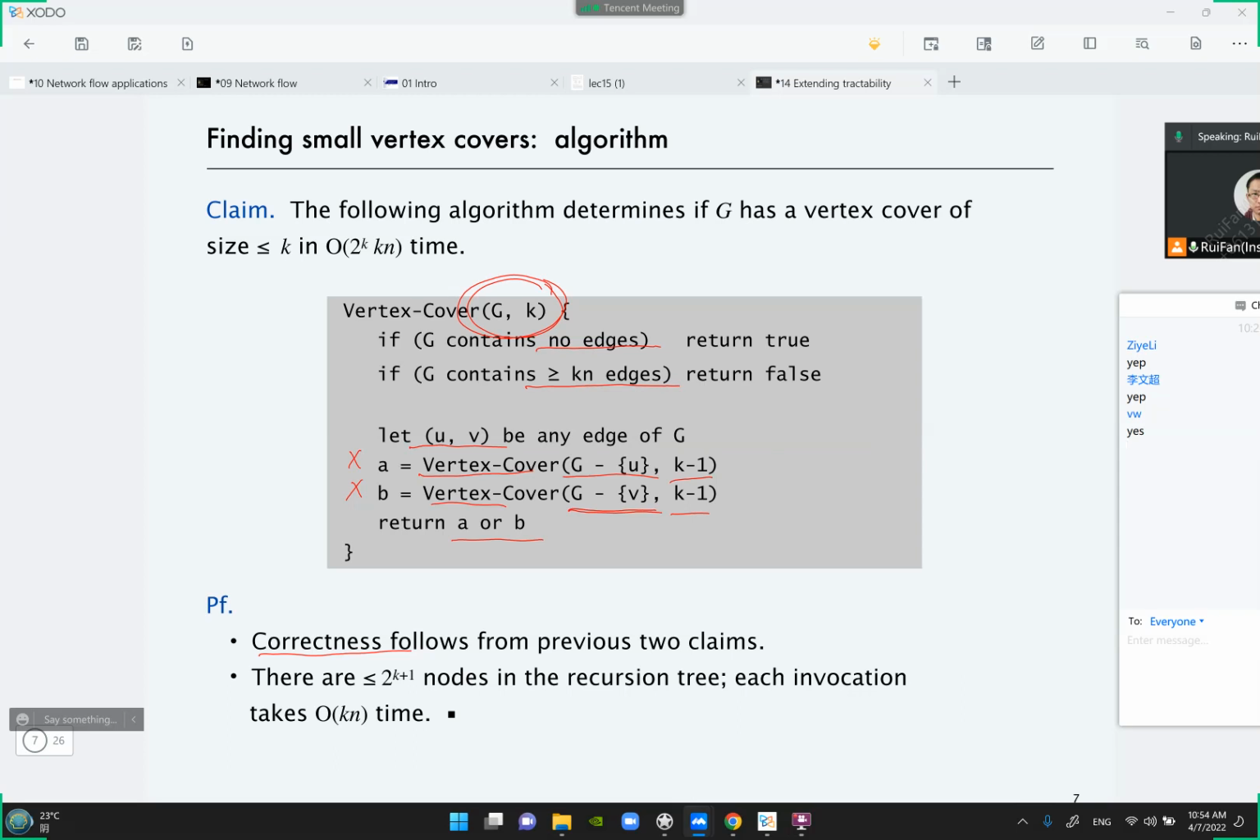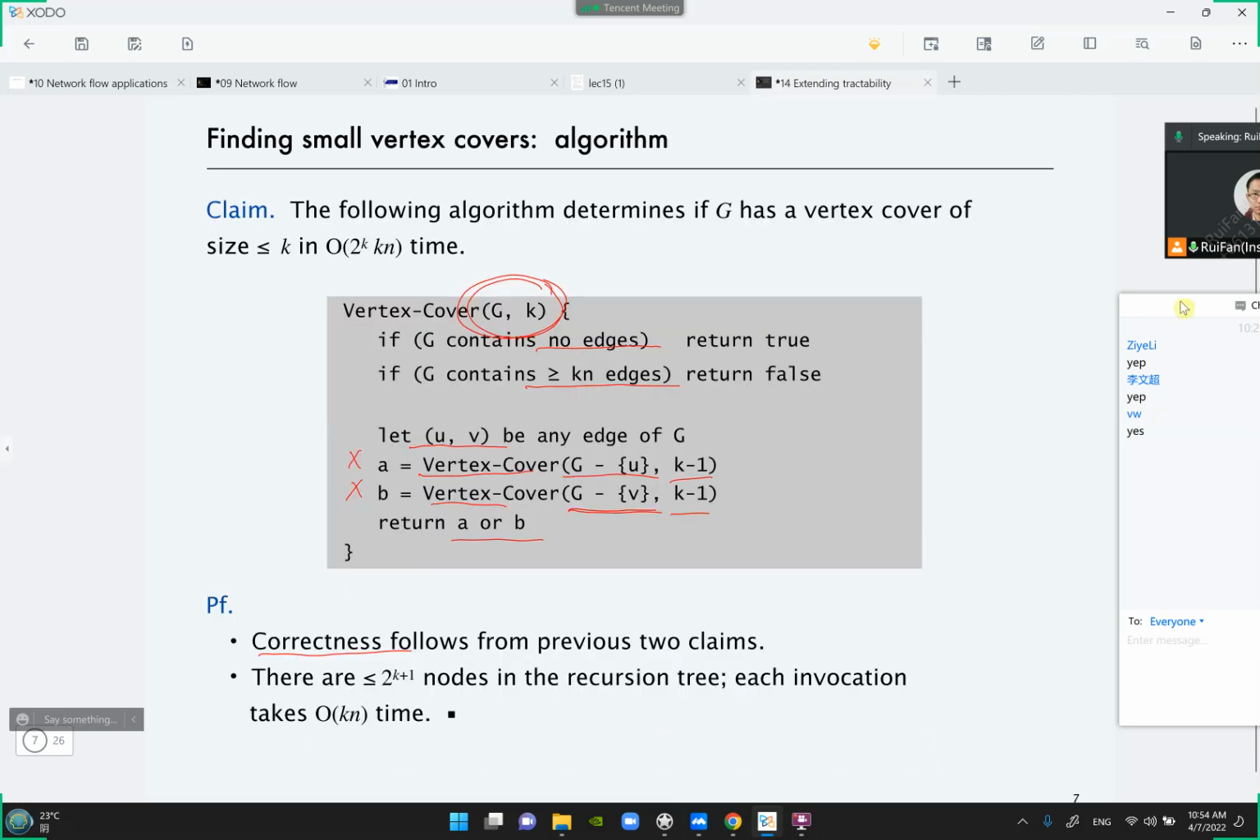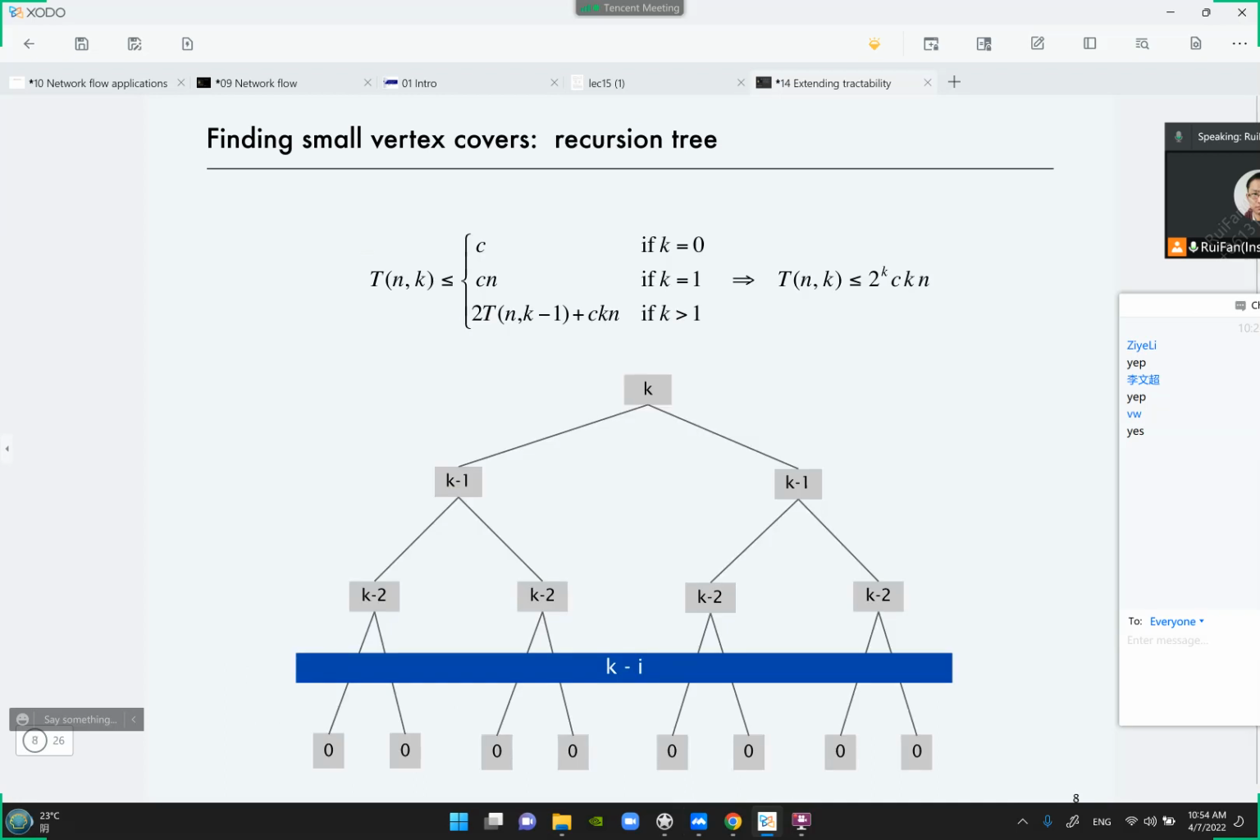Okay, so now let's look at the running time for this algorithm. Basically, we have these two recursive calls over here for A and B. If you look at the recursion tree that this is going to produce, let T(n,k) be the running time when you have a graph with n nodes and you try to cover it with k nodes.